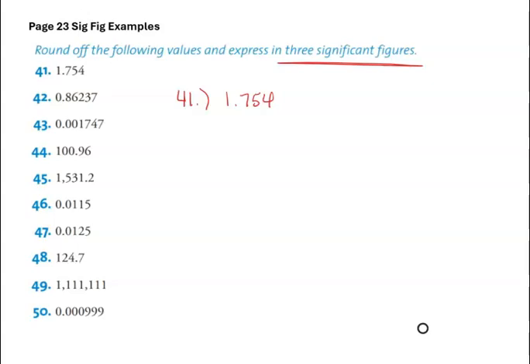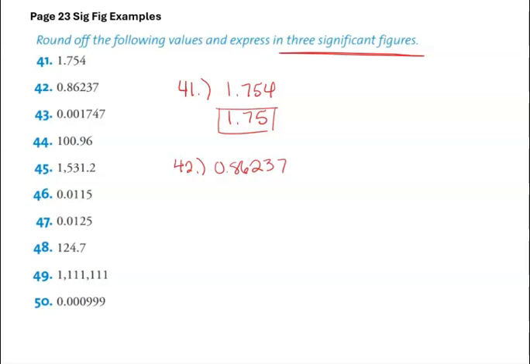Well, we know from our significant figure rules that all non-zero numbers are significant. So if we're doing three significant figures of that number, all we would need is 1.75. And we don't have to round up because the last number is 4. So our answer is 1.75.